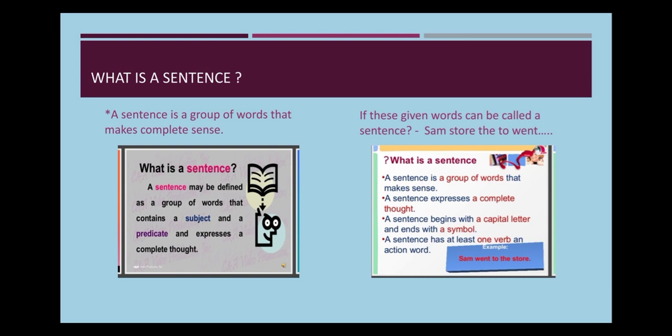Now, children, let us learn something more about sentences. Always remember that a sentence is a group of words that make sense. A sentence expresses a complete thought. A sentence begins with a capital letter and ends with a symbol. And a sentence has at least one verb or an action word.